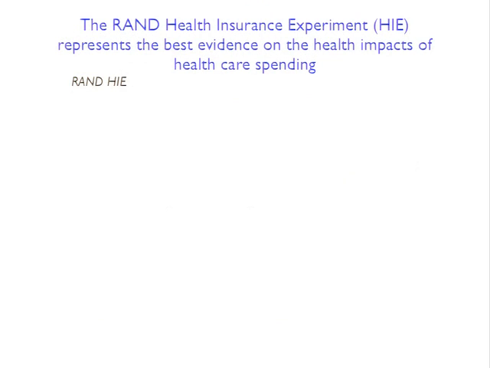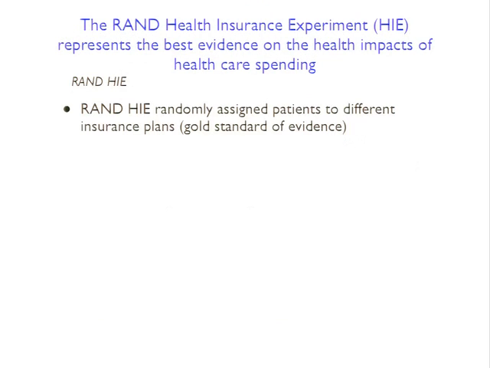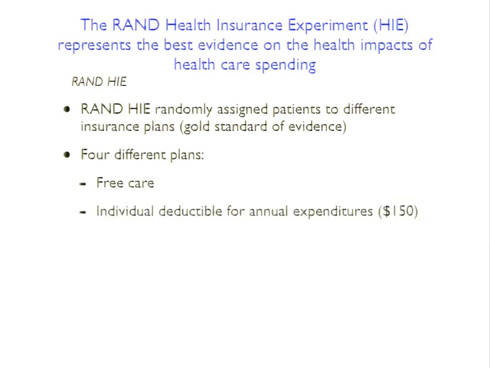So they randomly assigned patients to different insurance plans. Again, this is the gold standard of evidence here. There are basically 4 different plans that they had here. One was the best plan, which is just free care. Anything you want, you can get it. You pay no copayment. In none of these cases were you necessarily paying a premium, so you're always getting some sort of health insurance. The question is just how good it was. So that's what you think is going to be the highest spending plan.